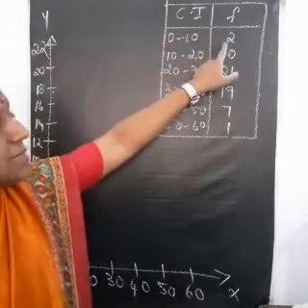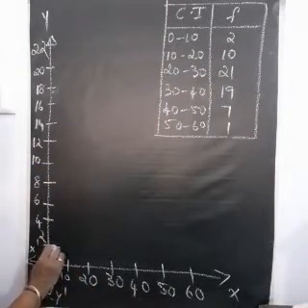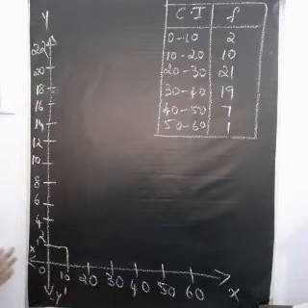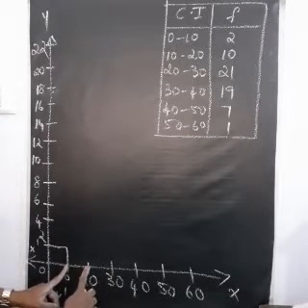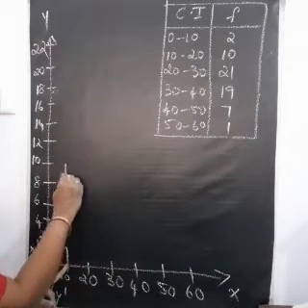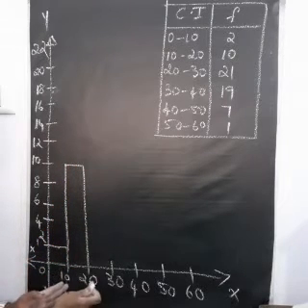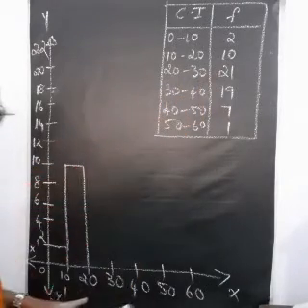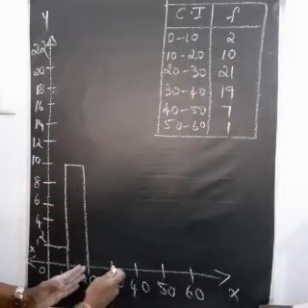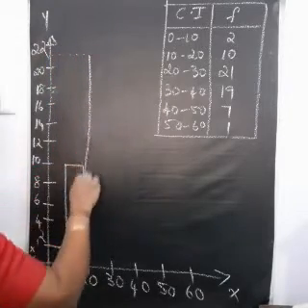0 to 10 is 2. So between 0 and 10, the value is 2. So draw a bar like that. It will be stuck to the y-axis. Next, 10 to 20. This interval 10 to 20 is 10 units. So you will draw 10 units over here between 10 to 20. Now 20 to 30 is 21. So 20 to 30, which is the highest interval, will be 21.